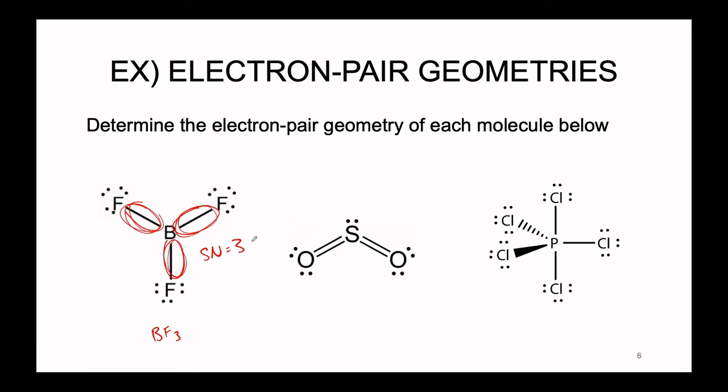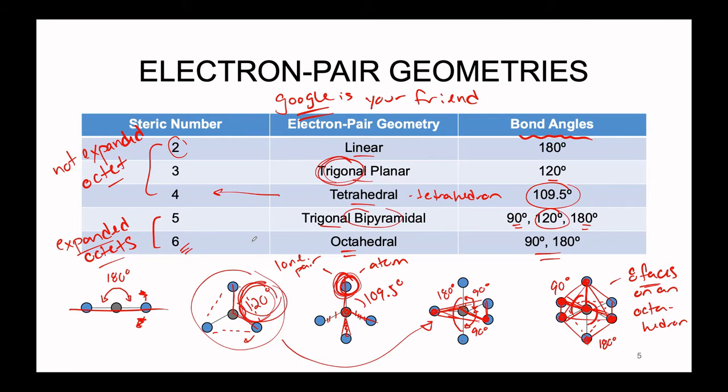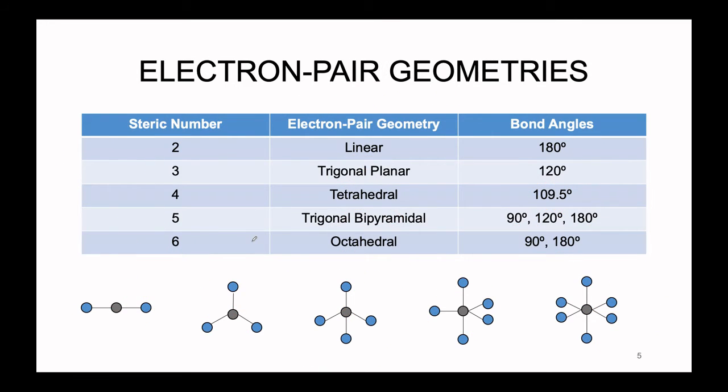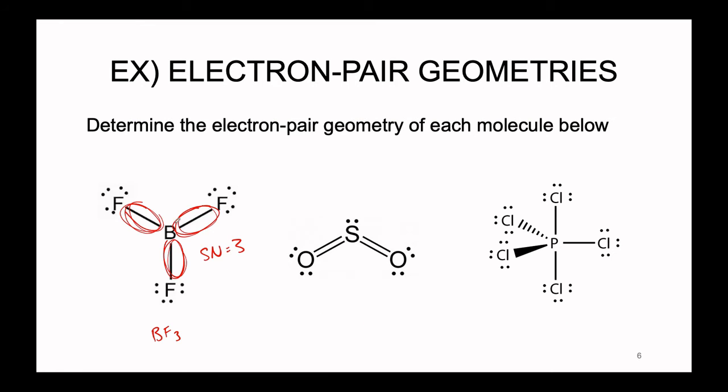Since we have a steric number equal to 3, in order for these bonds to spread out as much as they can in 3D space, let's go back and look at our table that I'm going to clean up right now. The steric number of 3 corresponds to a trigonal planar geometry, which means that the molecule is going to have this shape in 3D. There are going to be 120-degree bond angles between each of the fluorines as they surround this boron and spread out as much as they can. So our BF3 is going to have an electron pair geometry that is trigonal planar.